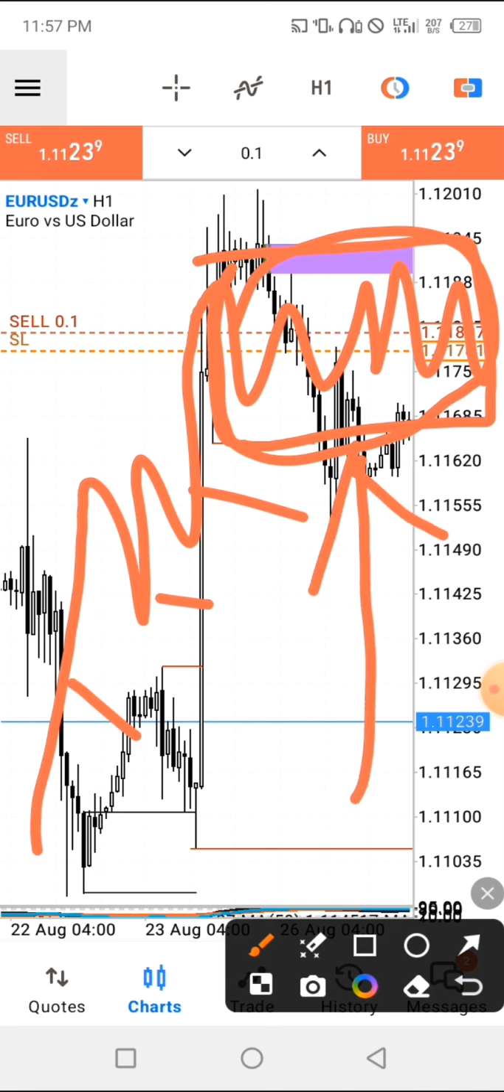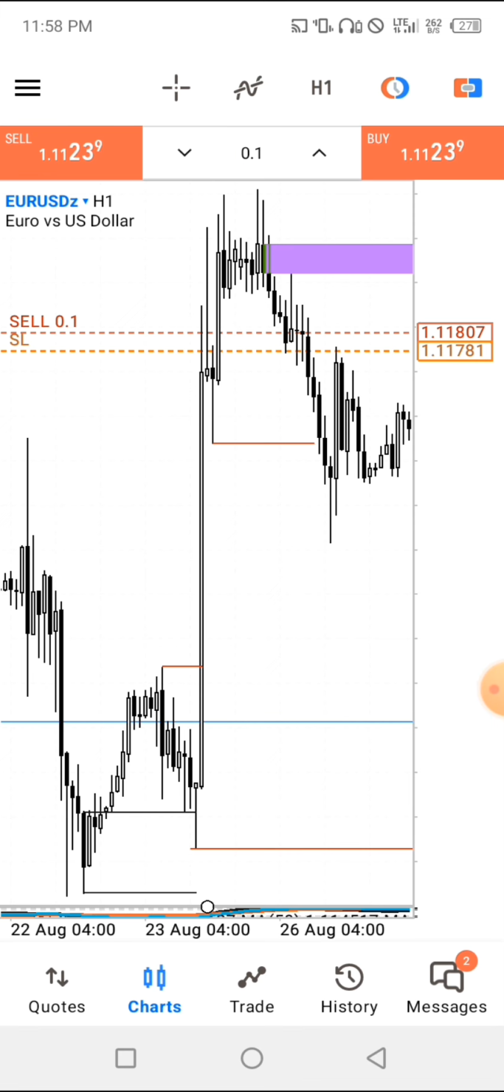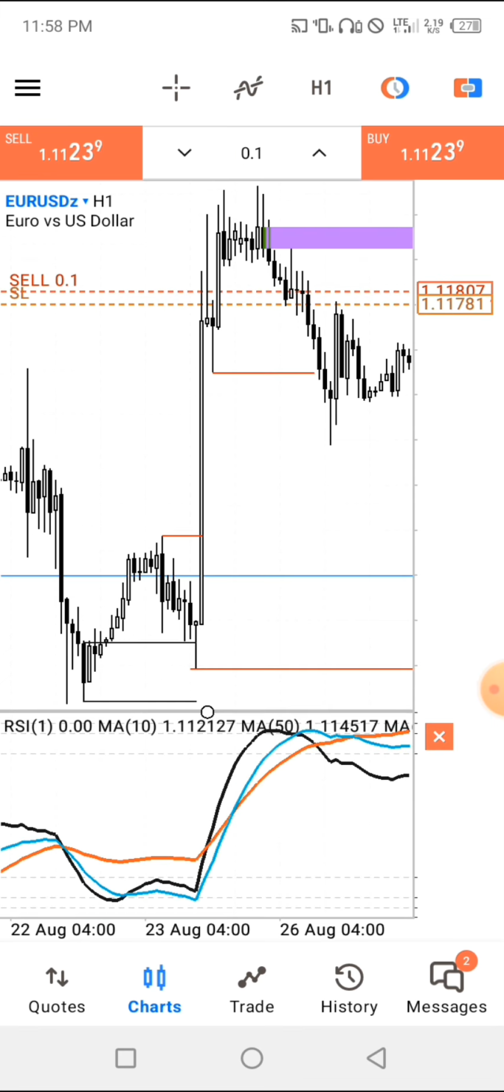So guys, make sure you don't always trade. Make sure you always wait for good trading opportunities, especially when you're trading the 1 hour time frame. So let me just quickly show you how to use this indicator and everything to catch very good trades in the market.